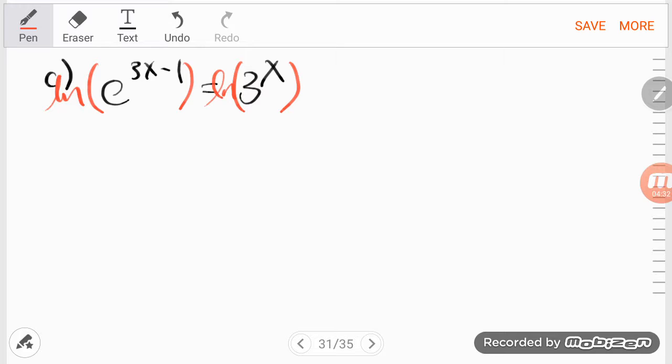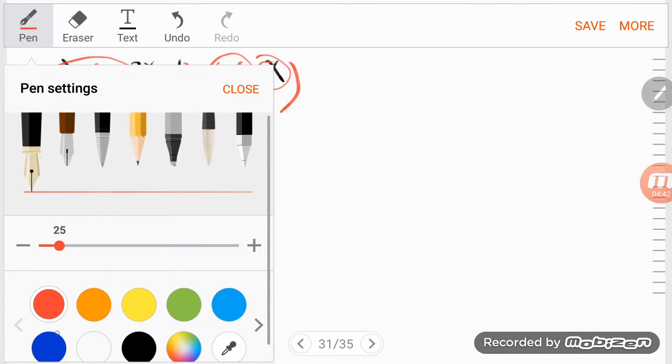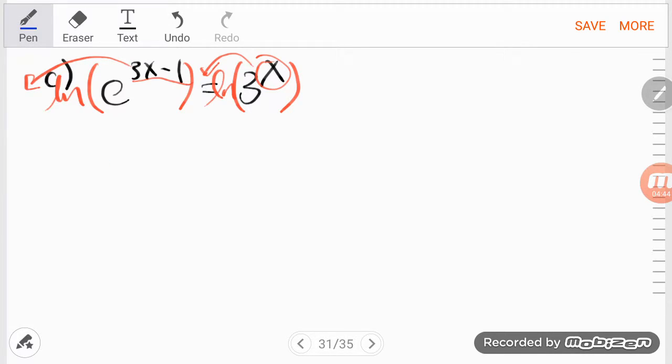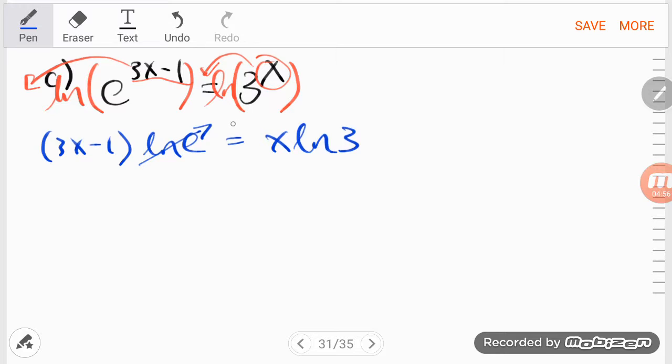Now, why do I go with ln? Because if I have ln, first of all, I can move the power to the front. I can move this power to the front, and then I would have 3x minus 1 ln e is equal to x ln 3. Now, what's ln e? ln e is equal to 1, right?